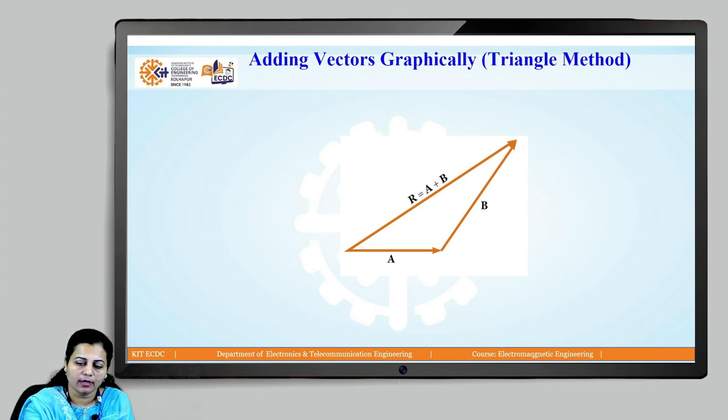So in this method, at the head of vector A we will draw vector B. That means from the head of vector A, the tail of vector B will start, and we will draw vector B. Then we will connect vector A and vector B in such a way that we connect from the tail of vector A to the head of vector B, and this is our resultant. So from the tail of vector A to the head of vector B, this is our resultant of vector addition of vector A and vector B.